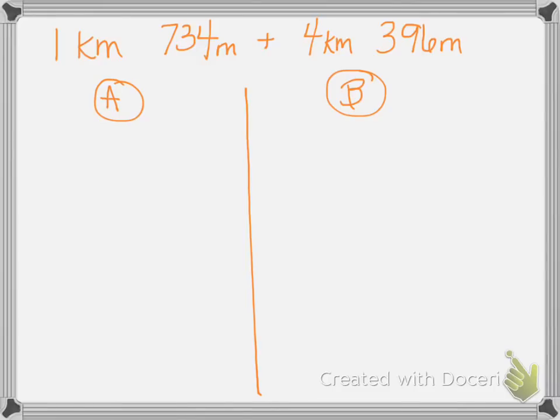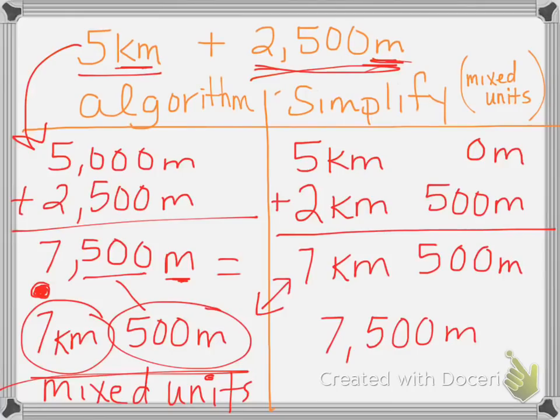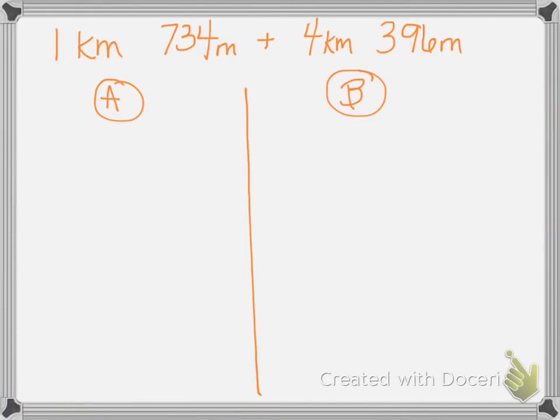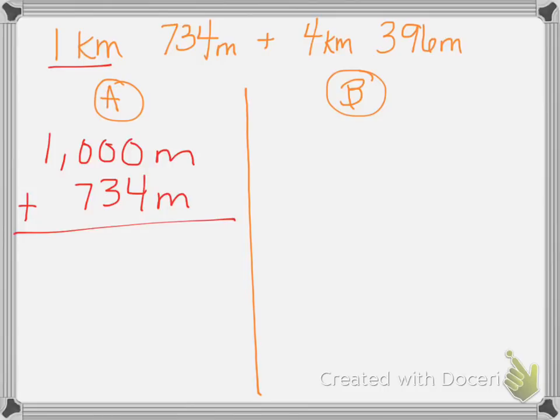Now I have an A and a B side. The first side we're going to do similar to what we did over here and convert both to meters. So let's convert these both to meters and keep same units. So 1 kilometer is going to turn into 1,000 meters. Simple enough. Plus my 734 meters. Okay. And we will get 1,734 meters, which is the same as, I can convert it back to kilometers and meters into my mixed unit.